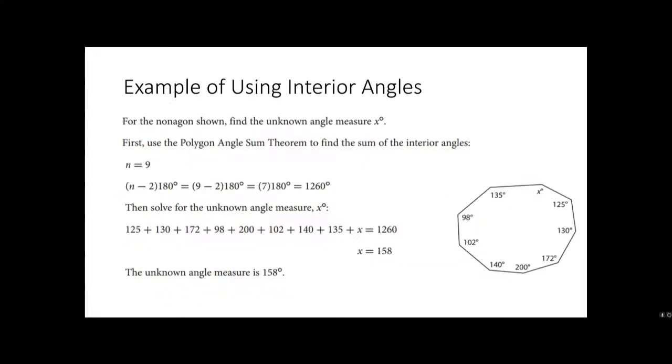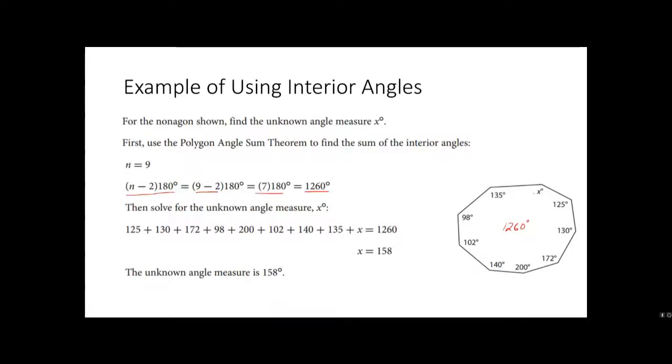All right, so examples of using interior angles. In this situation, we notice that we have 9 sides to this polygon. So we can use the formula, n minus 2 times 180 degrees, and we can substitute. You'll end up getting 7 times 180. Therefore, you know that all these interior angles should add up to 1260 degrees.